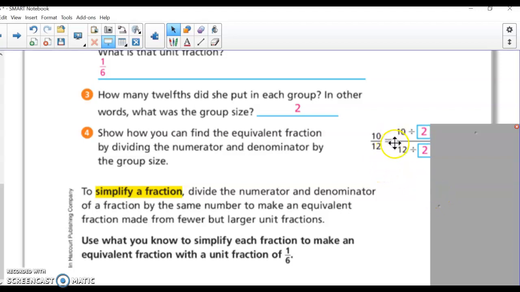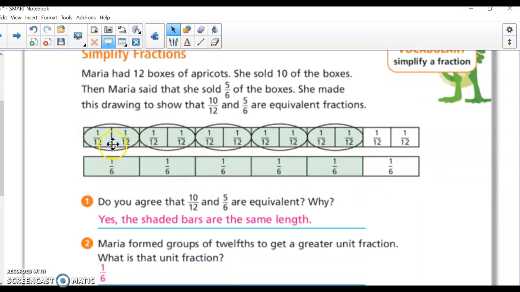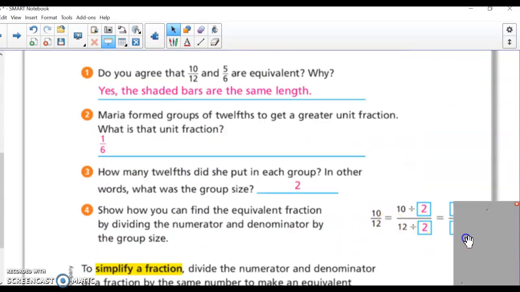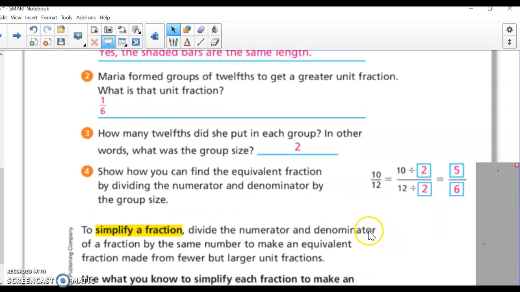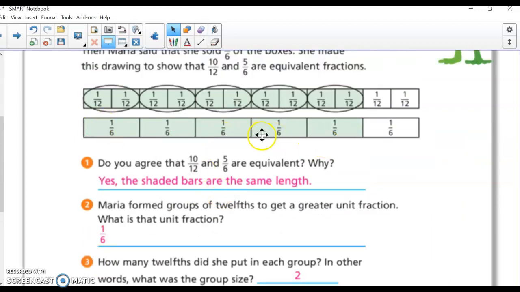Okay, so what we did is we started with 10/12. We divided each of the two groups, right? We took each of these groups into two, and what we came up with was it was the same as 5/6, but we did the same to the top as we did to the bottom again. And so all that means is to simplify a fraction, that word simplify is key today, divide the numerator and denominator of the fraction by the same number to make an equivalent fraction from fewer but larger unit fractions. Okay, so all that means is our twelfths were divided by 2 and we made fewer sixths, but the equivalent amount.